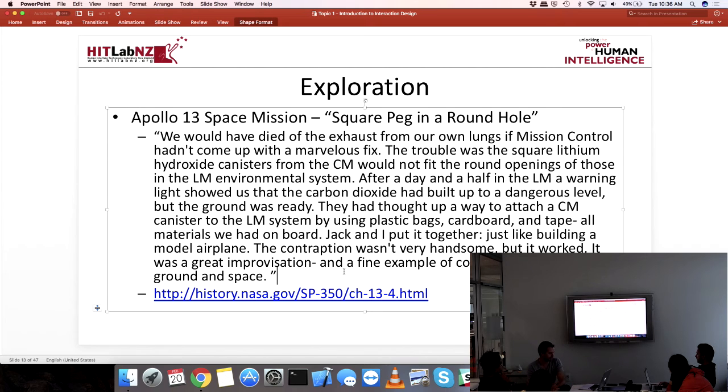But basically what happened is they had an issue on the rocket that was going to the moon. And yeah, I'll just read this quote.